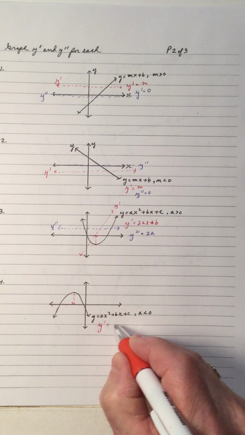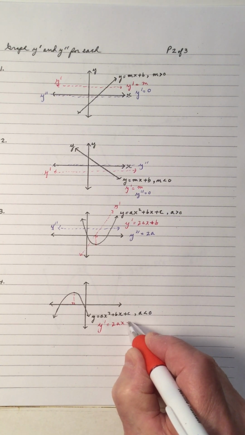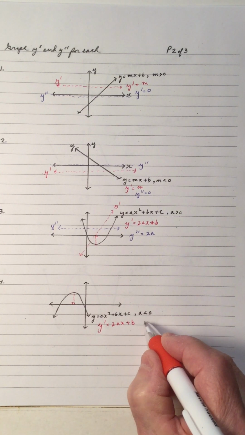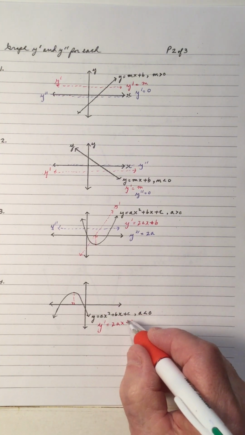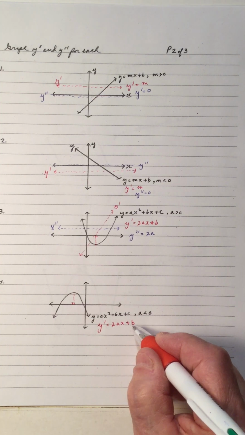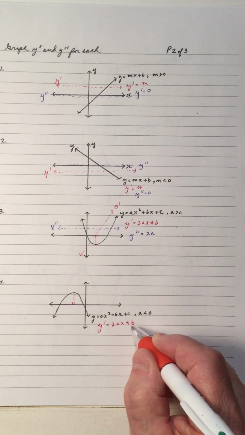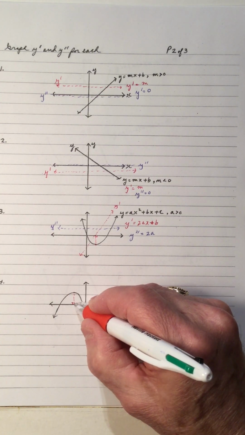y prime is 2ax plus b, and we look at this, it's a linear, so that means this y-intercept is going to be negative from this point.